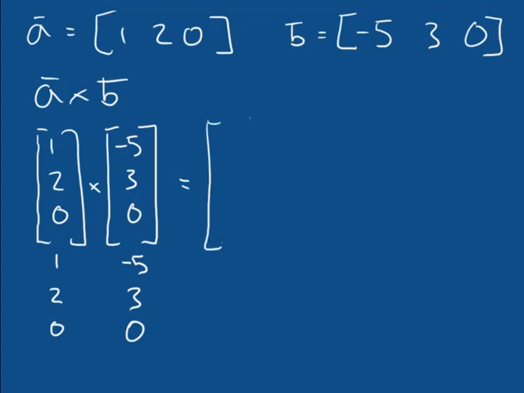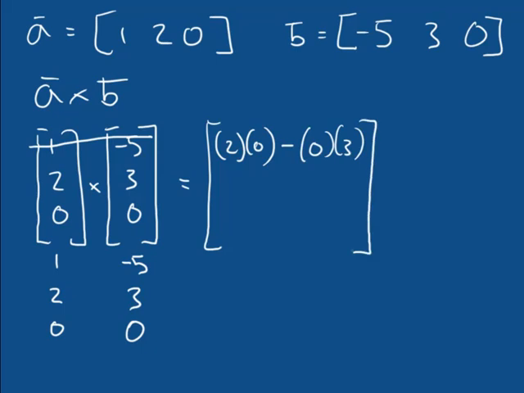I know my result is going to have 3 components, and for the first component I take the first row of numbers and I put a cross through it because I'm interested in the next 2 rows of numbers directly beneath that. And for that, I'm going to take top left multiplied by bottom right. So that's going to give me 2 multiplied by 0, and subtract bottom left multiplied by top right. So that's 2 multiplied by 0 minus 0 multiplied by 3. So that's the first component of my result.